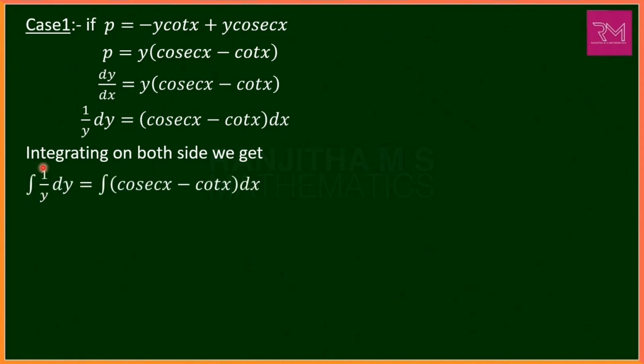We know that integration of 1 by y into dy is log y, and here we have integration of cosecant x minus cot x dx. We can split it as integration of cosecant x dx minus integration of cot x dx. We know that integration of cosecant x dx is log of cosecant x minus cot x, and integration of cot x dx is log of sin x.